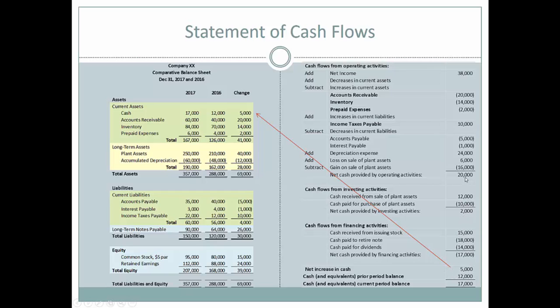So we can see that if we take $20,000 plus $2,000, that comes to $22,000, and then we subtract out $17,000, the net increase in cash for the year was $5,000. Then we start with our prior period balance. At the end of last year, it was $12,000. So the change was $5,000. That means our ending cash balance should be $17,000.